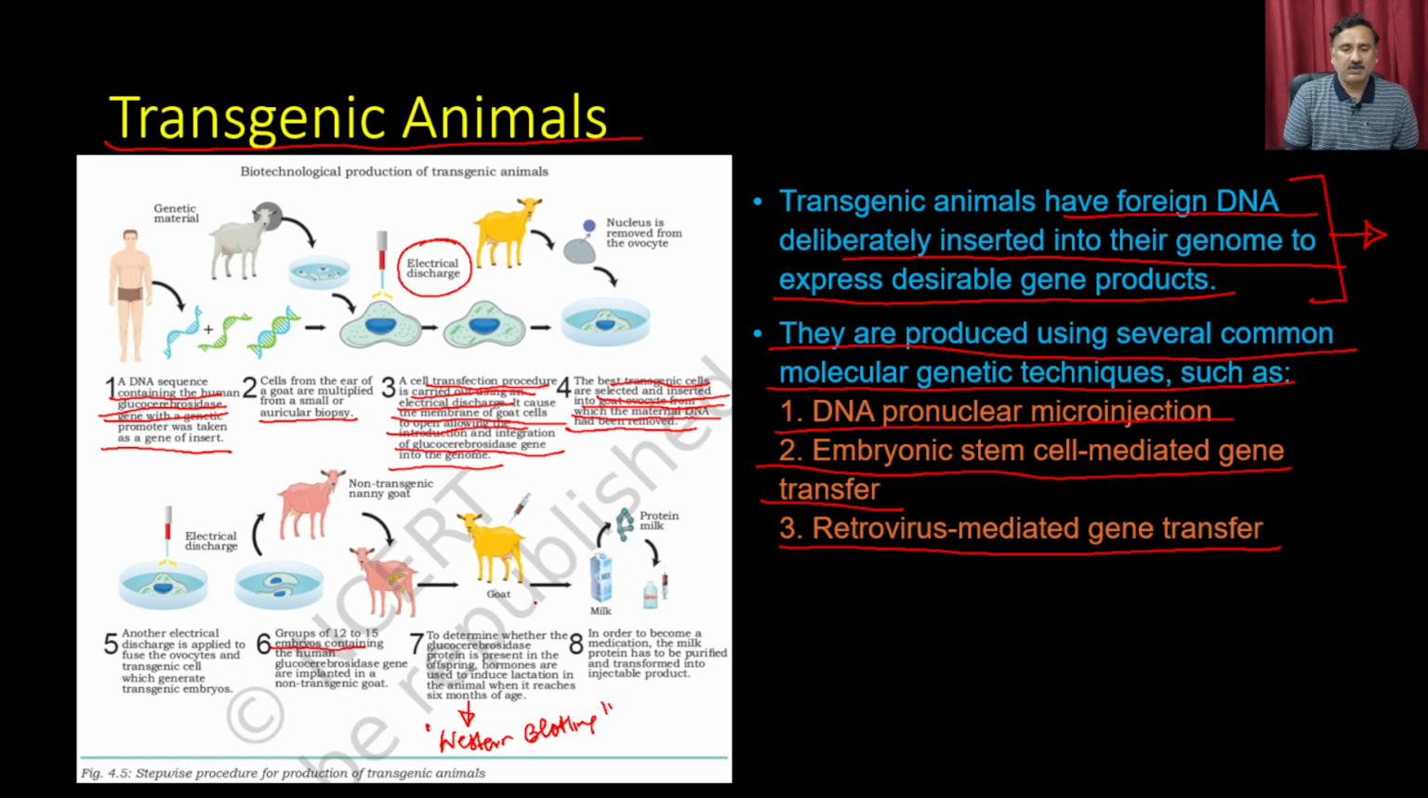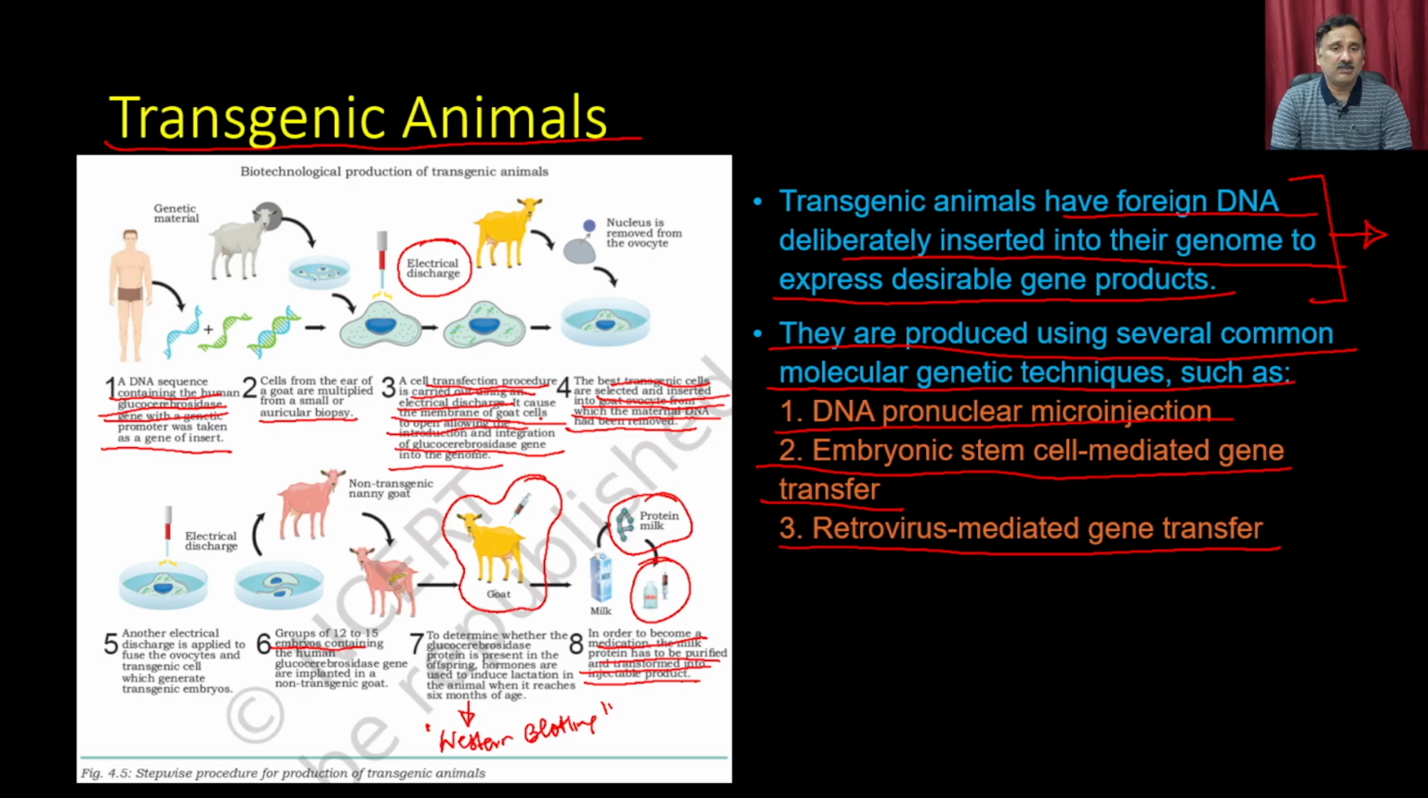And then ultimately you have the transgenic goat, which expresses this particular protein, and because of this protein it has different variants of the milk. In order to become a medication, the milk protein has to be purified and transformed into an injectable product. So, from this goat you get the milk, that milk has the protein, and that protein can be purified from the milk, and that is how you have a medicine. So, this is just a general protocol for making a transgenic animal.